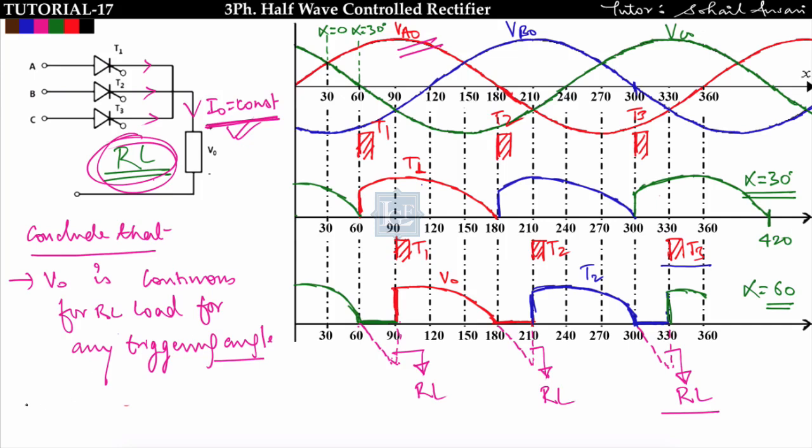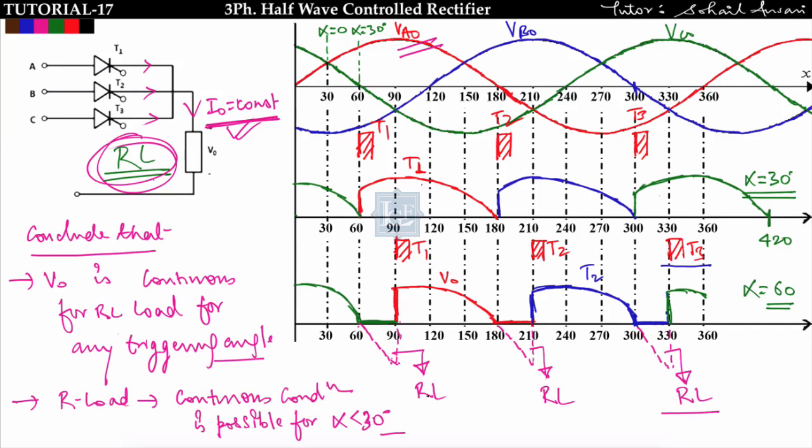Is it fine? Now the second conclusion is, for R type of load, continuous conduction is possible for alpha less than 30 degree, that we have seen. For alpha less than or equal to 30 degree, continuous conduction is possible in case of R load. For alpha greater than 30 degree, output voltage will be discontinuous in case of R load. However, for RL type of load, for any triggering angle, output voltage will follow the supply voltage, and each thyristor will conduct for 120 degree. Got it? So this much concept you have to study in 3-phase half wave control rectifier.